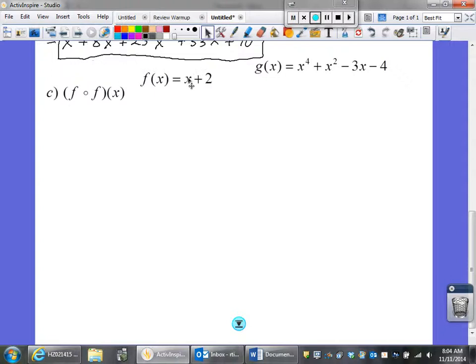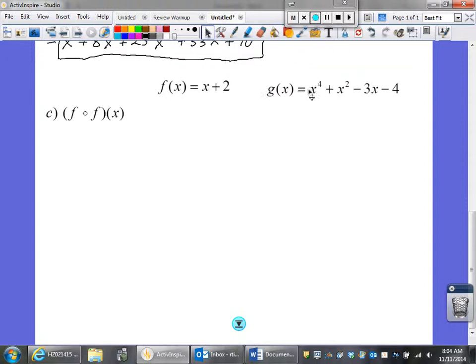Okay, so we have our two functions here again. And this time it asks us to put f into f. Wow, okay, so pretty much we're not dealing with g at all in this question. So we're just putting f inside of f. So pretty much this is f of x. So we're taking all of f and putting it inside itself.